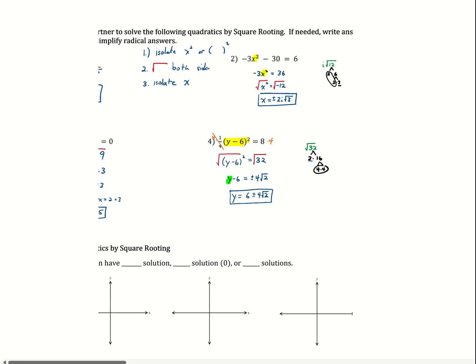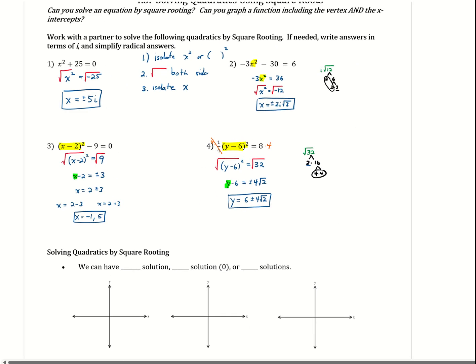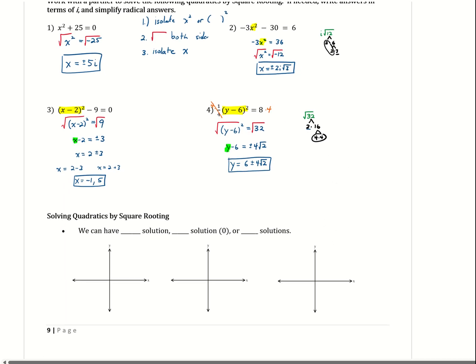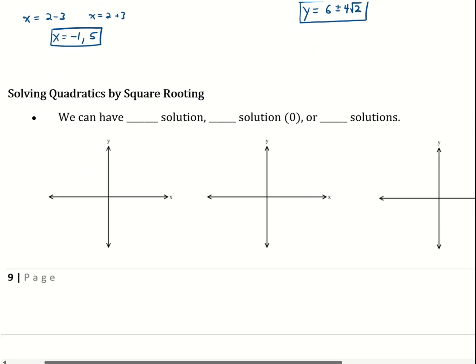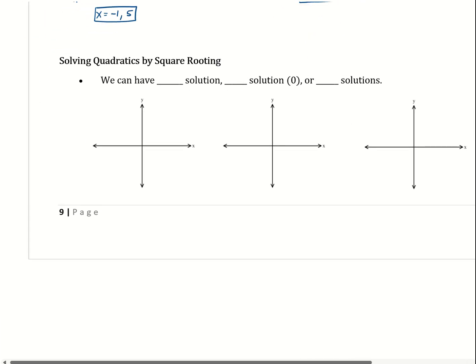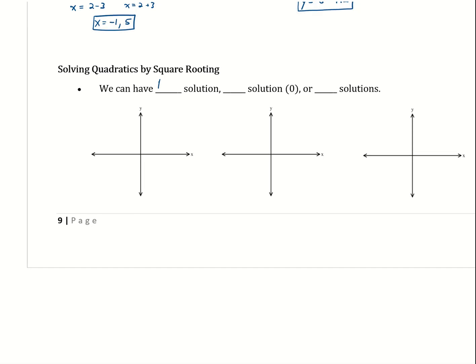All right, so that's 4 examples of solving quadratics by square rooting. Now, we want to take that idea that we did in chapter 3 and tie it into the graphs of these quadratics. So when we solve quadratics, we can have no solution, we can have 1 solution, or we can have 2 solutions. Now, there's really a word missing here. We should really say no real solution, 1 real solution, 2 real solutions, because those are different things.